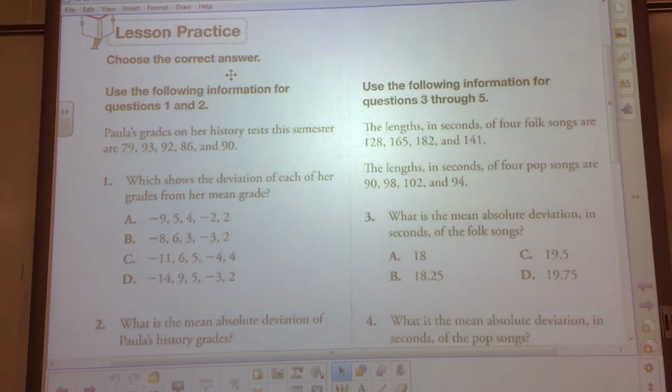All right, this week we're going to be talking about something called the mean absolute deviation. And we're also going to be looking at a data set and trying to predict what's going to happen on the next data set, or using a sample to try to predict what's going to happen with an overall group, a bigger group. And we'll talk more about what that means in a second.